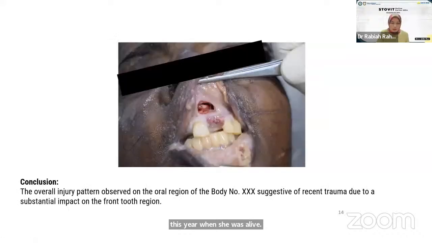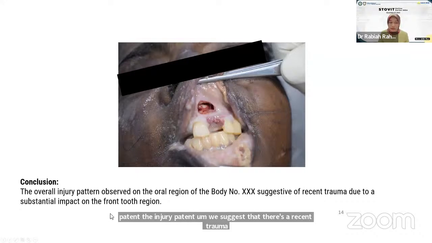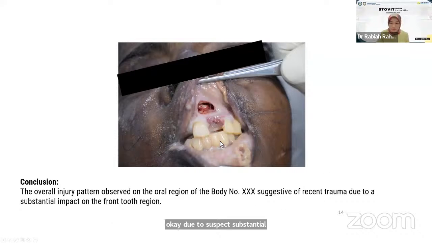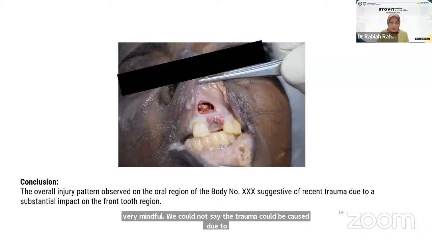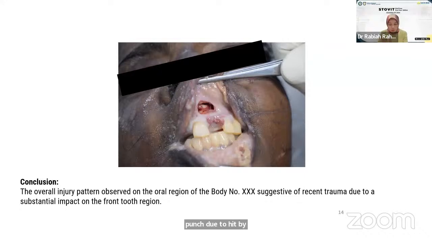Next, the conclusion. Now we look at this injury pattern. We suggest that there is recent trauma due to substantial impact on the front tooth region. But here we have to be very mindful. We could not say the trauma was caused by a punch or by being hit by something. We could not come to that. So we have to be very mindful.